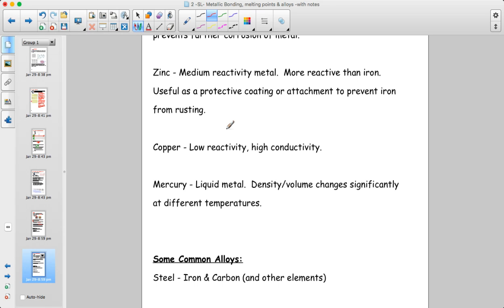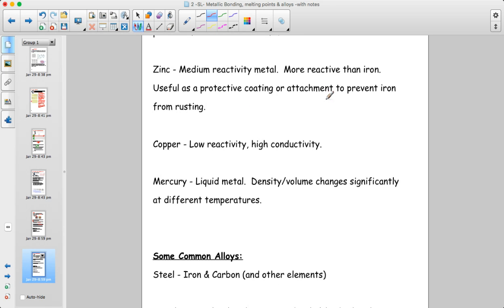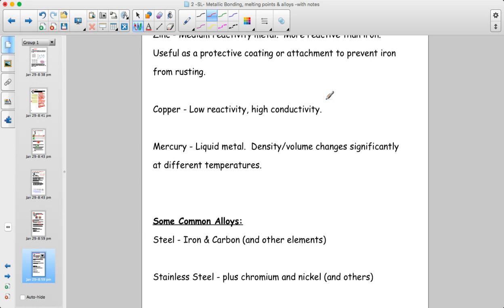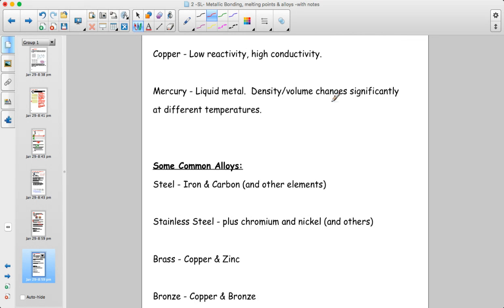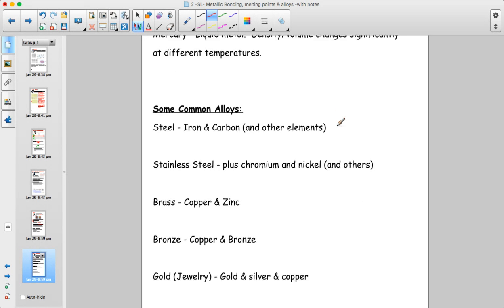If you've ever had a nail that is called galvanized steel, it has zinc on the outside, and that helps protect it from rusting. Copper's used all the time because it's such a low reactivity metal and has very high conductivity. We use it in our electrical wires. And mercury is the only metal that's liquid at room temperature, and its volume changes significantly with temperature, and therefore it's useful in highly accurate thermometers.